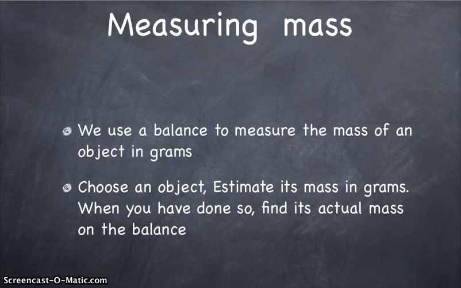We often measure mass in the science lab by using a balance. That balance measures in grams or kilograms. Choose an object, any object. Estimate its mass in grams. When you have done so, find a balance in the room and measure its actual mass in grams, being sure to record both values.